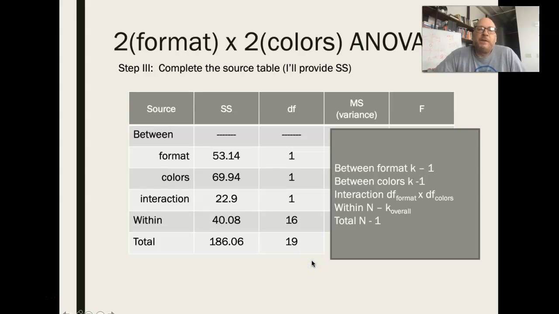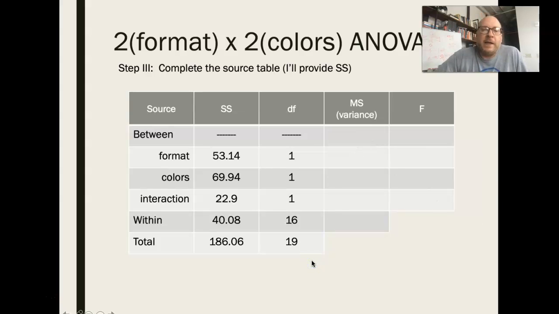All right, so if I fill in the table, that's what it looks like. 1 degree of freedom for each of the between. Notice that, and within add up to 19.